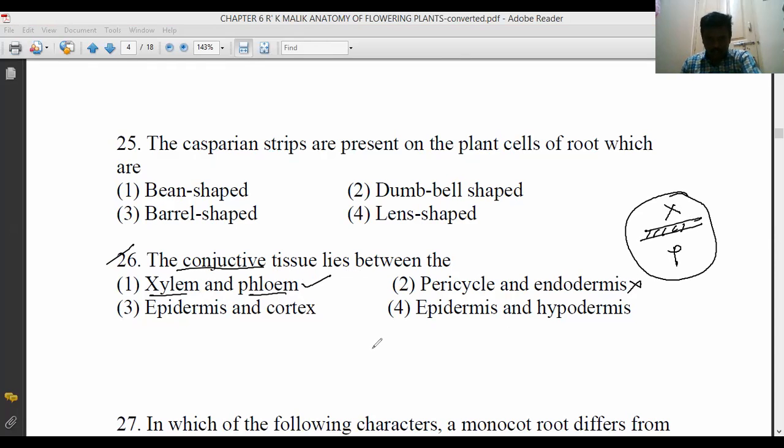Pericycle and endodermis is a wrong option. Epidermis and cortex is a wrong option. Epidermis and hypodermis is a wrong option. So the conjunctive tissue lies between the xylem and phloem. For the 26th question, the correct option is 1.